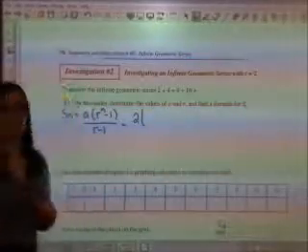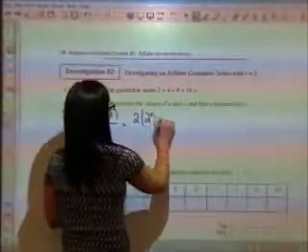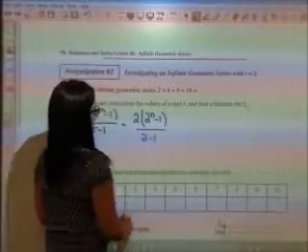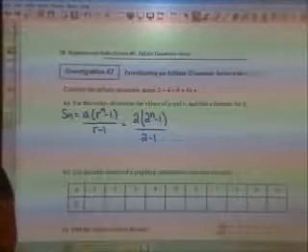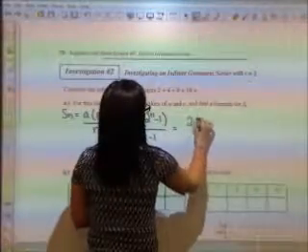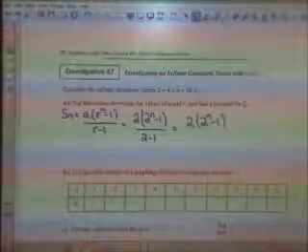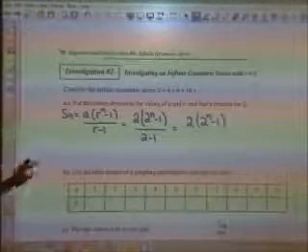What's the value of r? 2. So 2 to the power of n minus 1 divided by 2 minus 1. What's 2 minus 1? Okay, so then I would get this for my formula: 2 times 2 to the power of n minus 1.